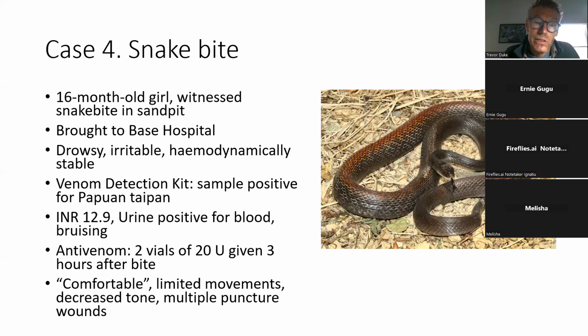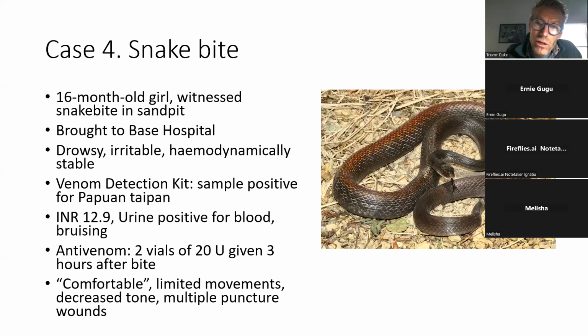She was seen to be very drowsy and quite irritable, not moving very much. She was hemodynamically stable. Her airway, breathing, and circulation were okay. The staff at the hospital had a venom detection kit, and so the sample was positive for a Papuan taipan. It's a bit like a tiger snake. You can see this is a Papuan taipan, and it has similar characteristics to a tiger snake.